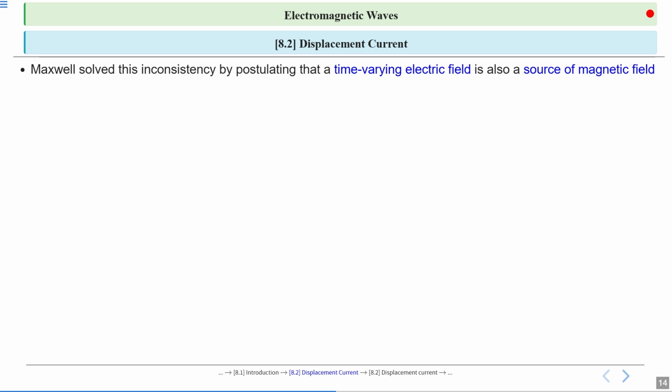So Maxwell solved this inconsistency by postulating that a time varying electric field is also a source of magnetic field. He gave the postulate that the time varying electric field, that is, the electric field varying between the plates of the capacitor, is a source of magnetic field. How it is a source of magnetic field, we are going to see.